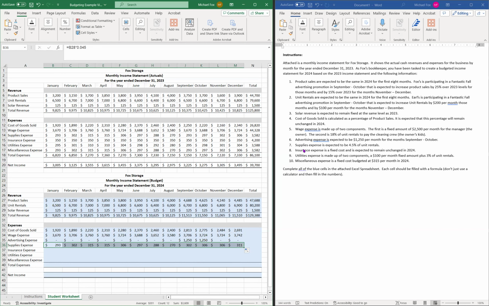Insurance expense is a fixed cost that's expected to remain unchanged in 2024. I'm just going to say this equals what the insurance expense was in 2023. And I'm just going to fill that all the way across.